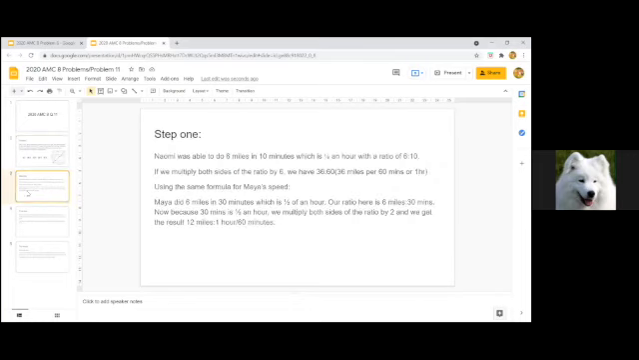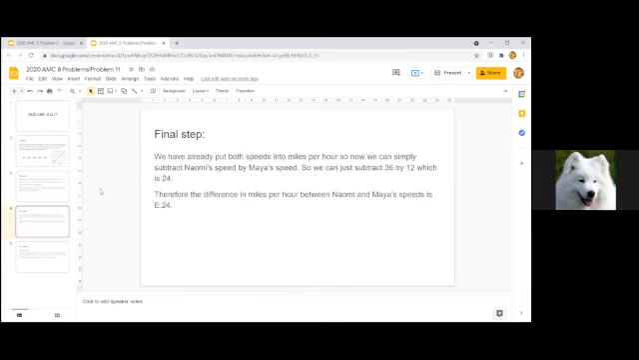Step 1. Naomi was able to do 6 miles in 10 minutes, which is a sixth of an hour, the ratio being 6 to 10. If we multiply both sides of the ratio by 6, we have 36 to 60, or 36 miles per 60 minutes, or 1 hour. Using the same approach for Maya's speed, Maya did 6 miles in 30 minutes, which is half an hour. Our ratio is 6 miles per 30 minutes. Because 30 minutes is half an hour, we can multiply both sides by 2.